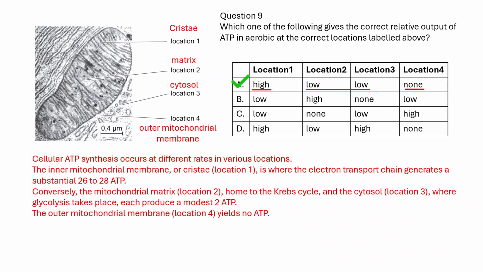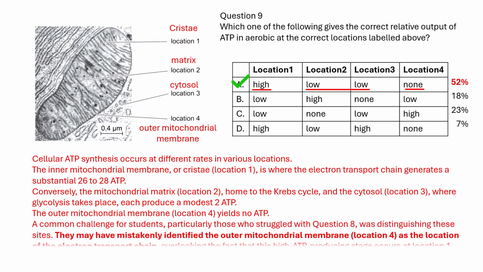A common challenge for students, particularly those who struggled with question 8, was distinguishing these sites. They may have mistakenly identified the outer mitochondrial membrane, location 4, as the location of the electron transport chain, overlooking the fact that this high ATP producing stage occurs at location 1.